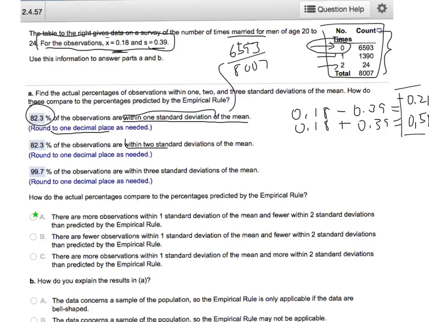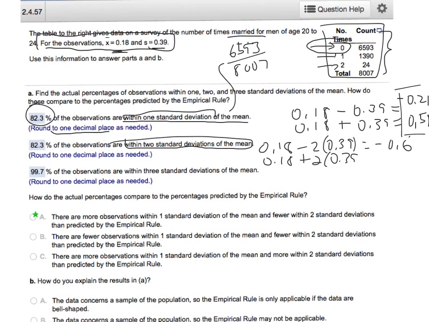So the next question says, what about within 2 standard deviations of the mean? I have to play this same game where instead of just adding and subtracting 1 standard deviation, I'm going to add and subtract 2 standard deviations. So 2 standard deviations below the mean is 0.18 minus 2 times 0.39, 2 times the standard deviation. If you do that, you get, I already did it, it's on my piece of paper, so I'm just reading it off, negative 0.6, and 2 standard deviations above the mean we get by adding to 0.18 twice 0.39, and that is 0.96.